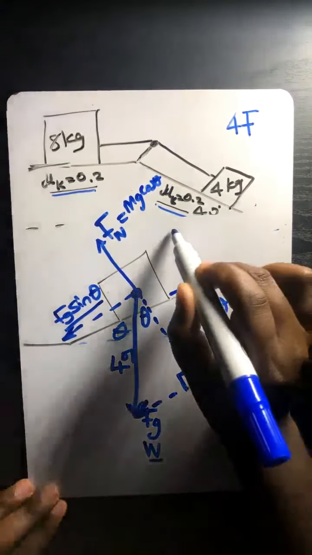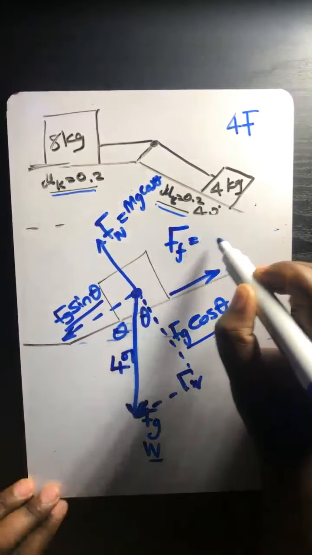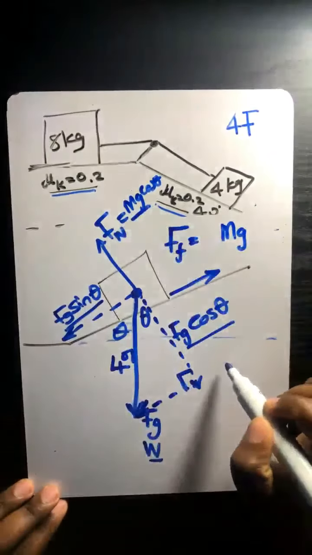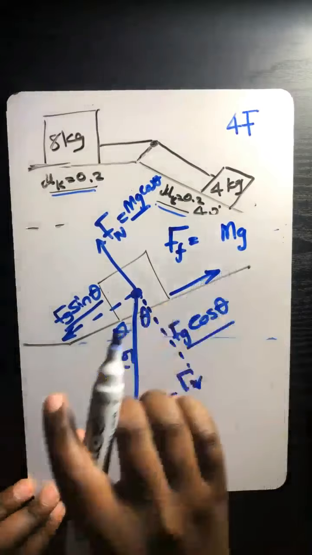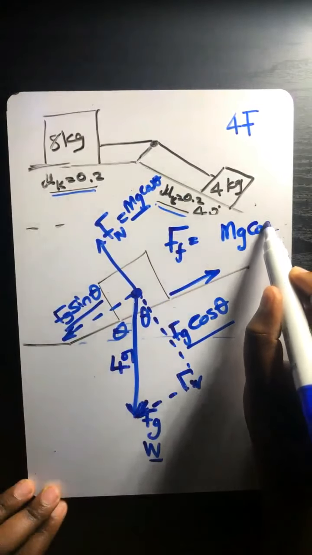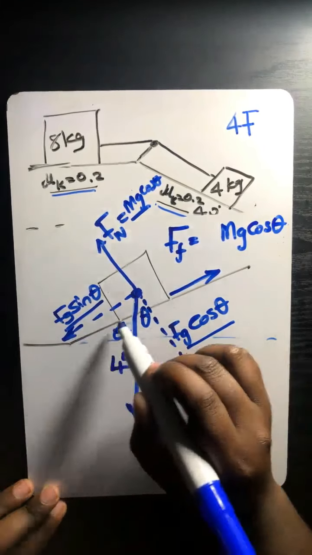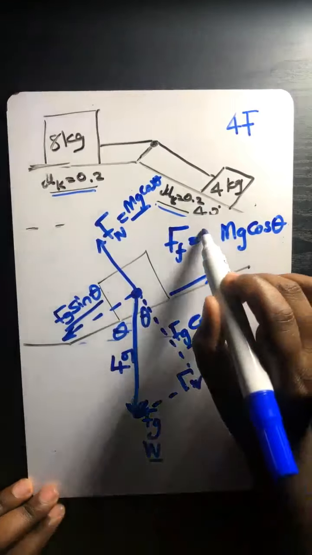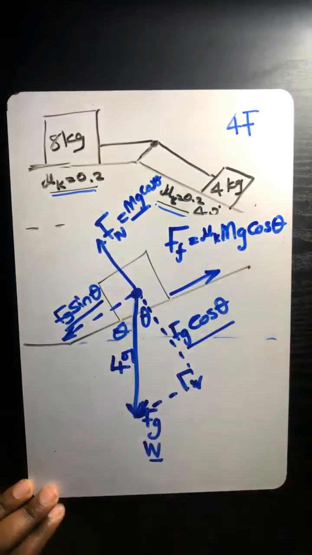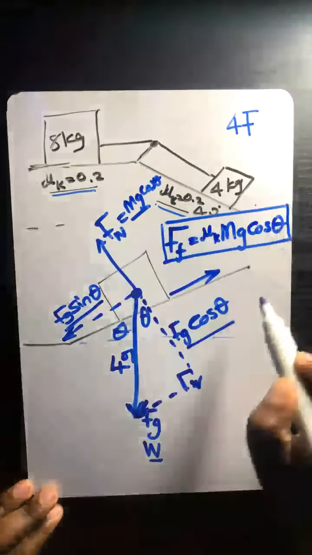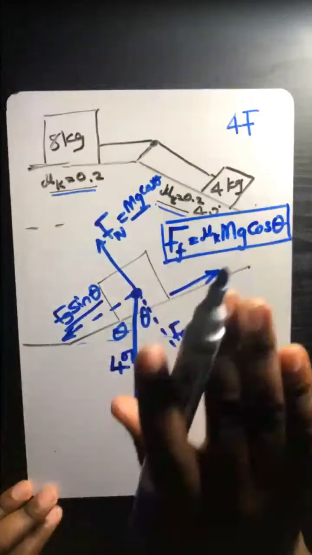But remember, in this case, what we are calculating is the frictional force. And we said the frictional force is actually equal to mg. But remember, because it's on an incline, then we have to say cos of angle. And again, because there is a surface with a coefficient, then we add that coefficient there. This is the formula for calculating the frictional force on an inclined surface.